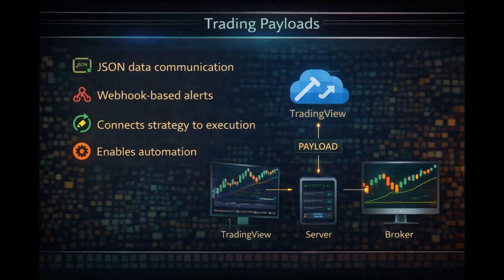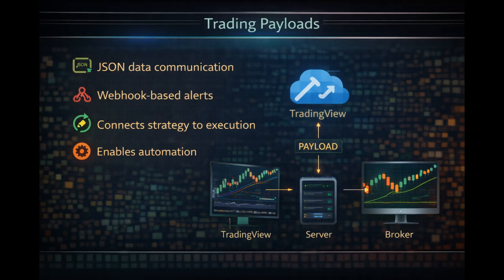For example, the webhook server may perform the following actions. 1. Receive the payload from TradingView. 2. Validate the signal information. 3. Check risk management rules. 4. Send an order to the trading platform. This workflow allows TradingView alerts to trigger automated trades in external systems.